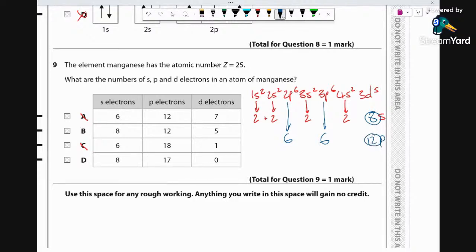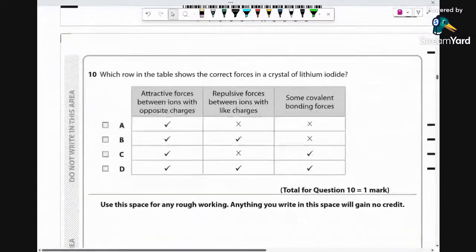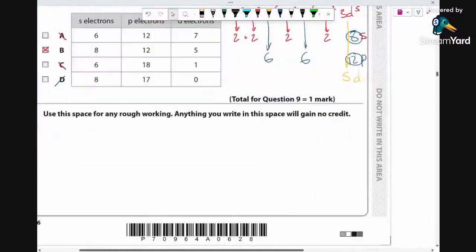So that now eliminates D from the question because there aren't 17 of them. And then the d electrons are going to be 5. There's my d's, so 5 for the d. I like it. So that's going to be B. Nice. Great question. I like that one. Never seen one of those before. It's neat.